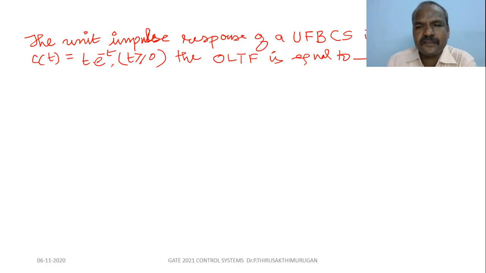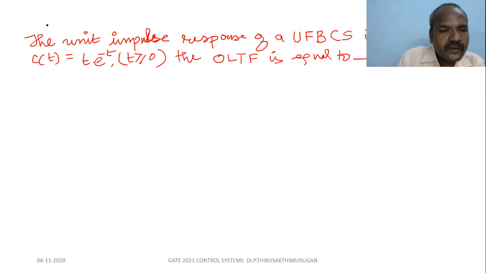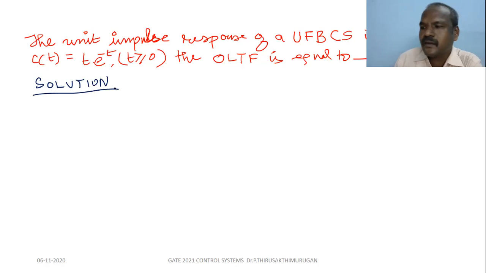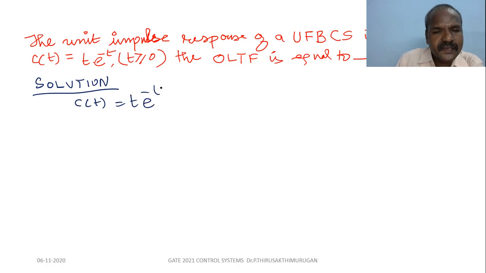The unit impulse response of a unity feedback system is given by C of t equal to t into e power minus t. Solution. So what is given? C of t is given. What is C of t? C of t equal to t into e power minus t.